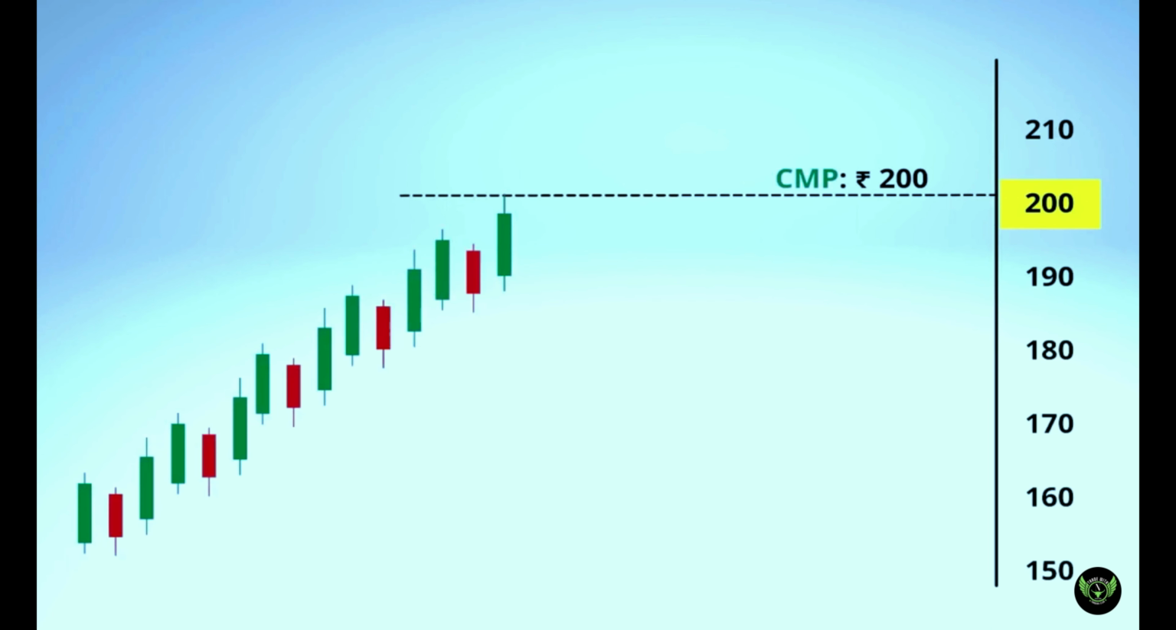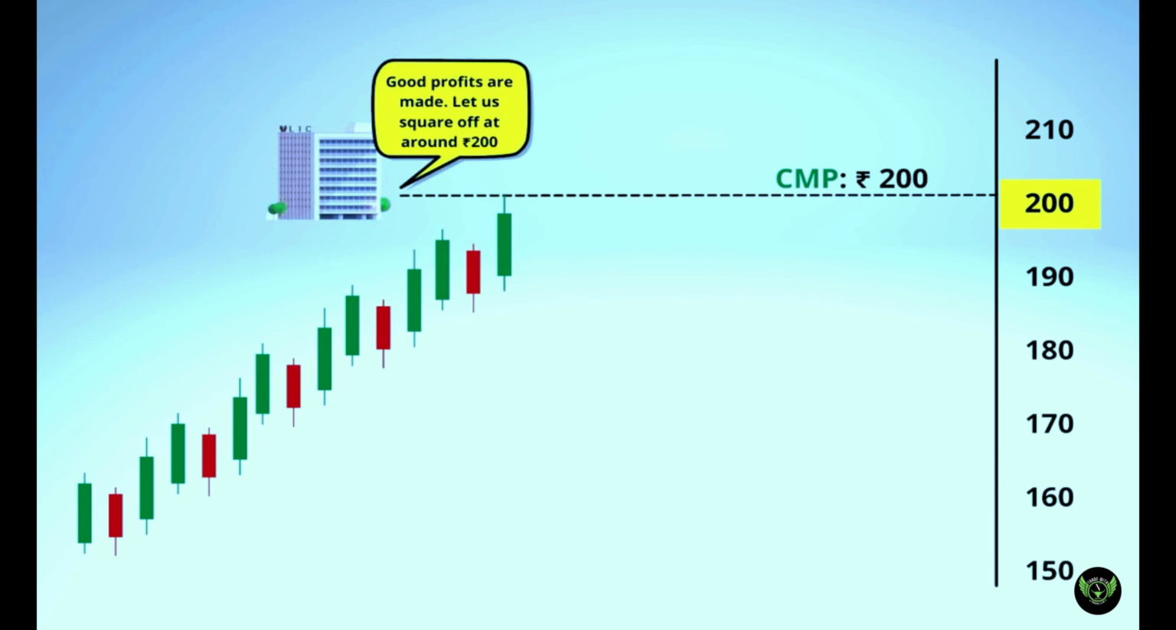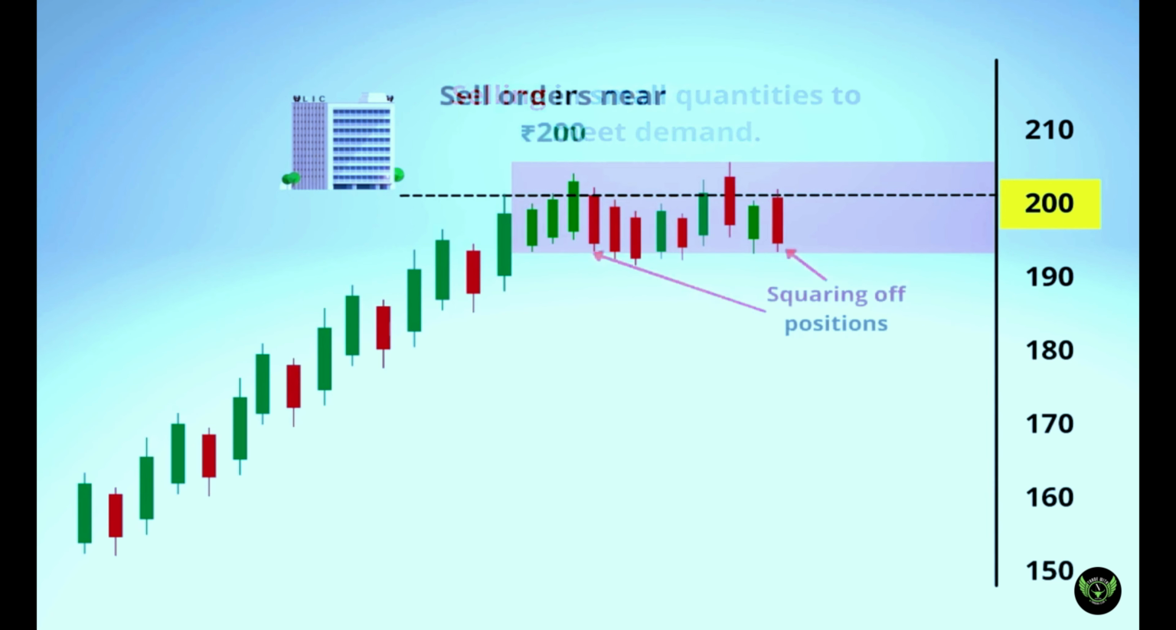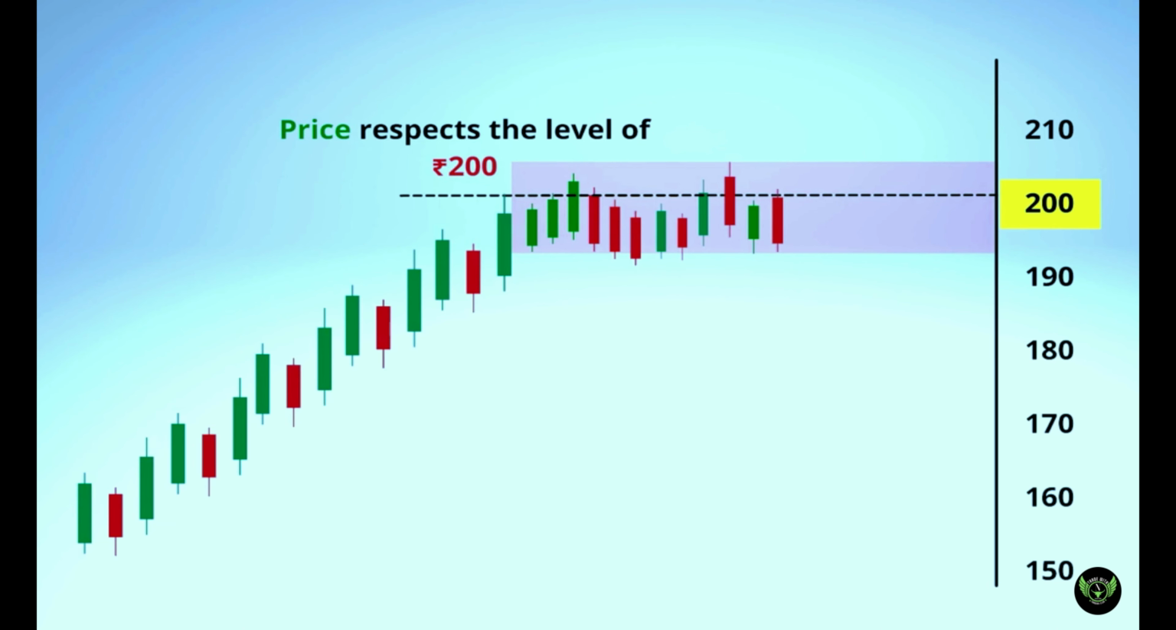Now moving on with the same example, the price rallied from 100 rupees to 200 rupees in a matter of months. This is when the institution thinks of squaring off their position, or selling the stock to make a profit. They do this by placing a large number of small sell orders so that the supply meets the demand, or in other words, they ensure that there are enough buy orders at the same price at which they want to sell so that the profits are not reduced.